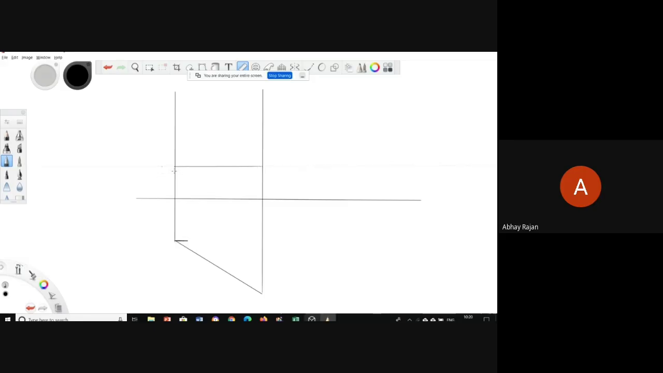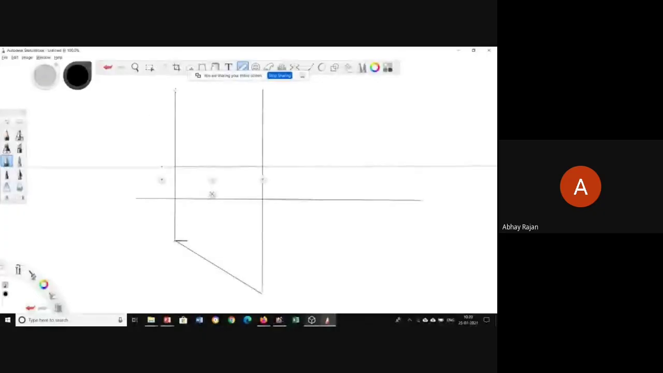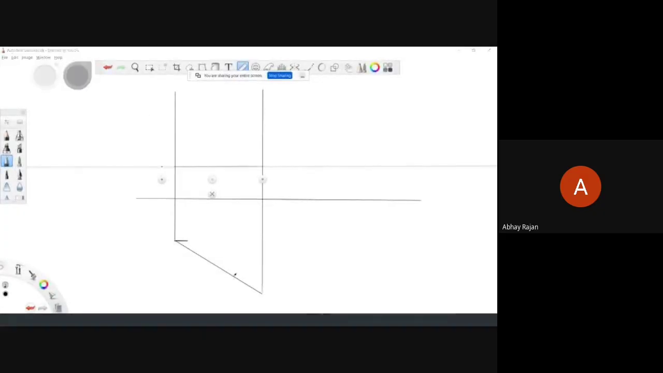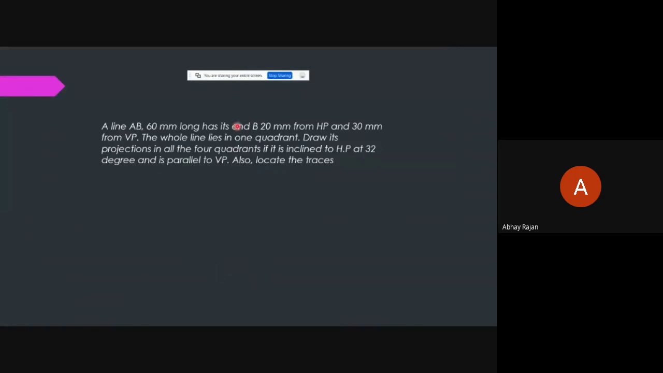So this is your line placed in the third quadrant, and this will be small b, small a. This is your small b dash, small a dash. So this will be your solution. Okay, so these will be thin lines, and this projection only will be thick lines. Clear alle? Clear, right?